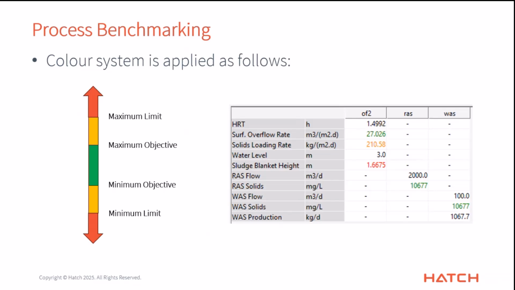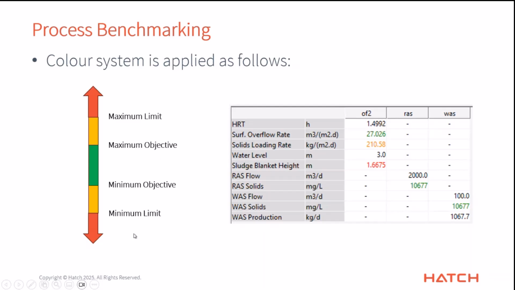We have basically ranges of colors, as you can imagine, and they're defined by objectives and upper and lower limits. So if you fall in the middle here between the minimum and maximum objective value, then it will be green, as it's shown in some of these examples here. If you're too high or too low, but not past the limits, then it's yellow. And if you're off the top or off the bottom, then it will definitely be shown in red.